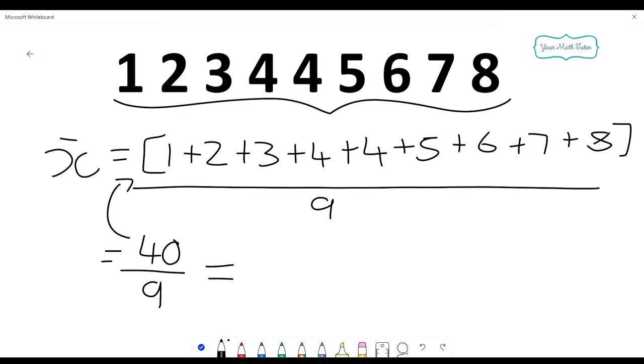And then when you divide that on the calculator as well, you get 4.4 recurrent, which means that it's a number of 4s going that way, which is unnecessary to write. So it is 4.4, and that is your mean.